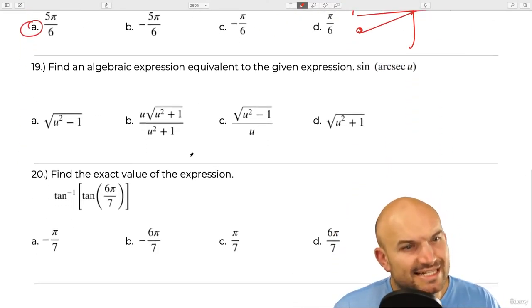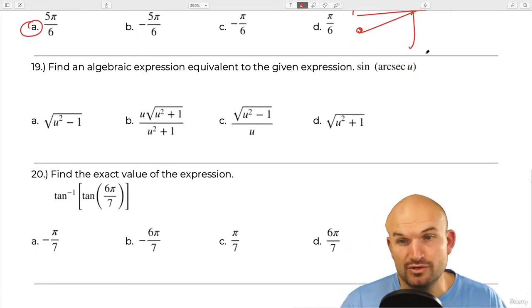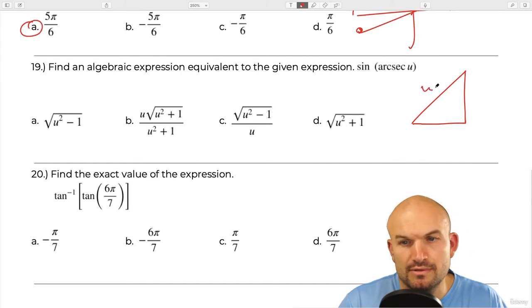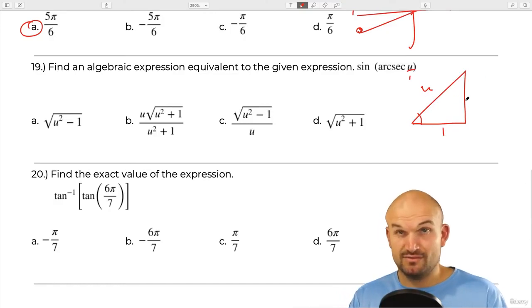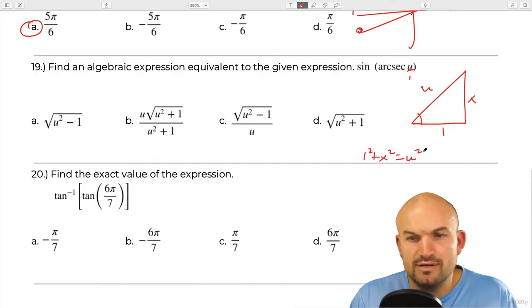Number 19 says, find the algebraic expression equivalent to arc secant of u. So again, remember, let's draw our triangle here. Remember secant is going to be hypotenuse over adjacent. So that'd be over 1, right? So now we basically need to figure out what this side length is, and let's call it x. So we can say 1 squared plus x squared equals u squared. Solve for x. So again, that's going to be x equals the square root of u squared minus 1.